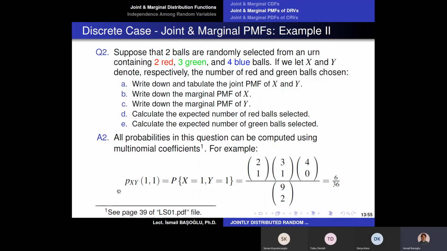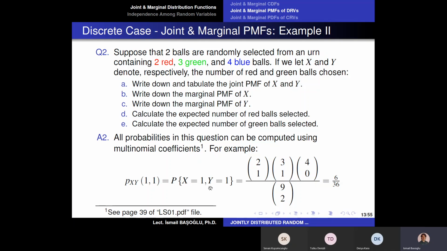So this is the joint probability mass value of X and Y at 1, 1. Now, this is only just one case. At part A, the question asks us to write down and tabulate the joint probability mass function of X and Y. Now, we know that this is just one possible case. What are the other cases?